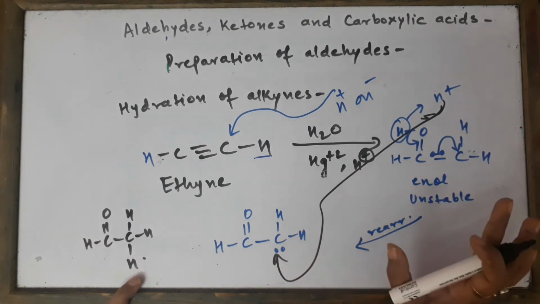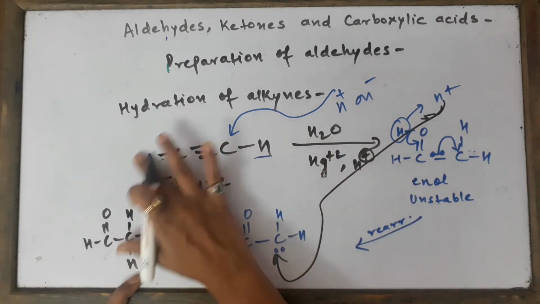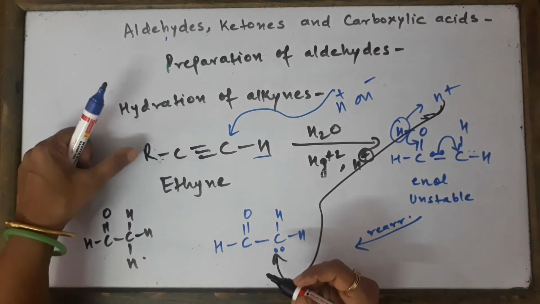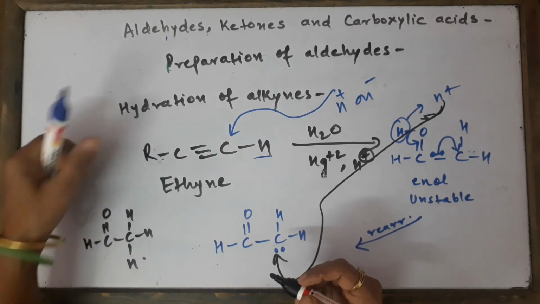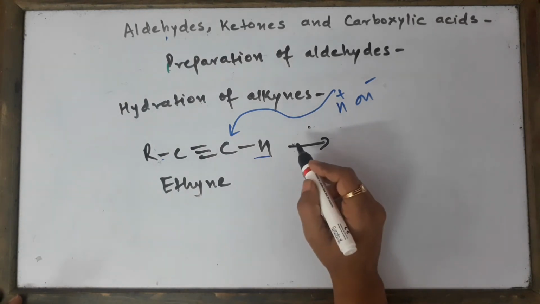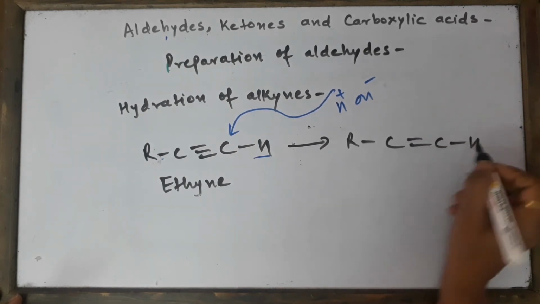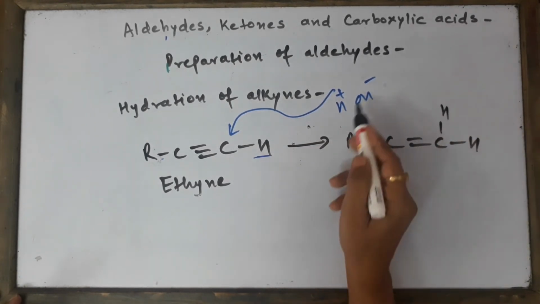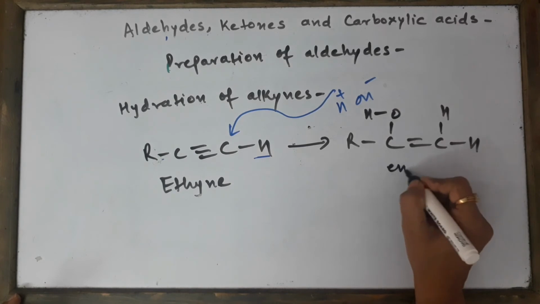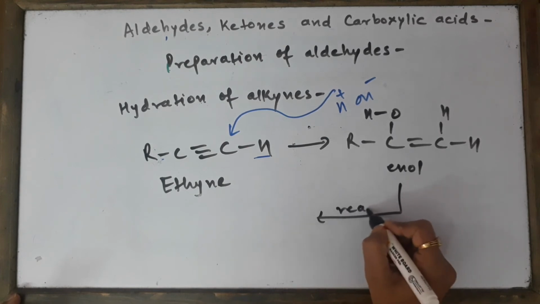This is the only aldehyde which we can obtain from this reaction, because if you take any other alkyne like this one, then you will have to use Markovnikov's rule, and therefore the compound will completely change. I'll show you the example. So if you start with any other alkyne, children, just see what happens. The H goes here, the OH goes here, an unstable enol is formed, and it undergoes rearrangement. It's also called tautomerization.